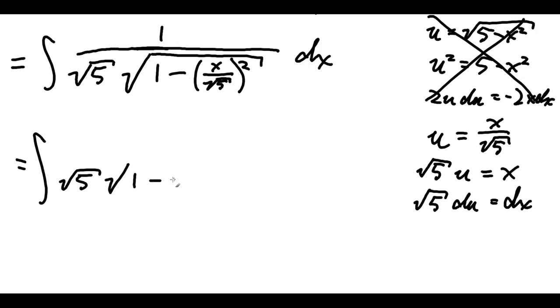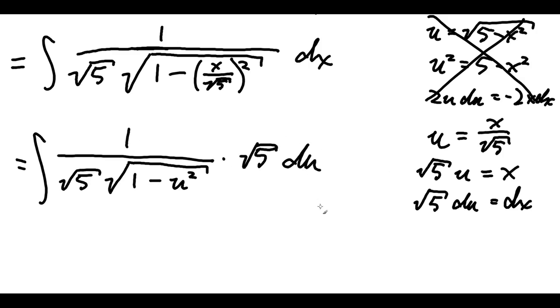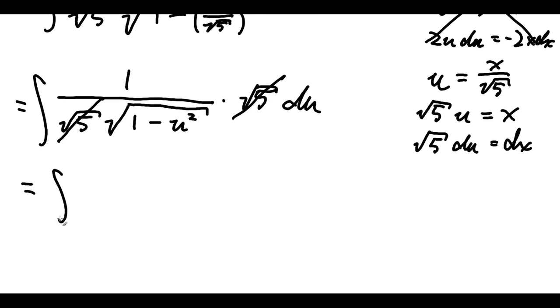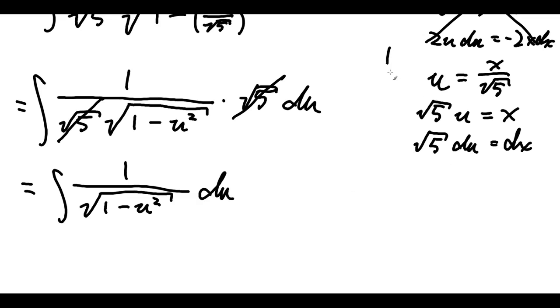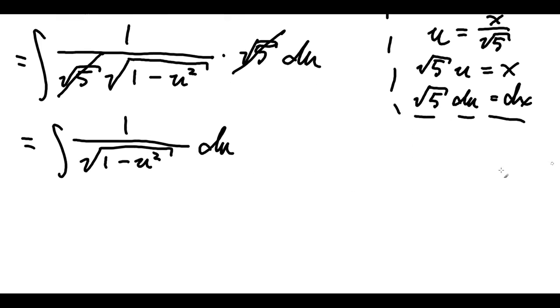So this becomes 1 minus u squared, and this is still all in the denominator under 1, times dx. Dx is equal to the square root of 5 du. Fortunately, we can actually simplify, right? Square root of 5 over square root of 5 is 1. So we have the integral of 1 over the square root of 1 minus u squared, du. Which again, hopefully you recognize as an inverse trig function. That is the derivative of arcsine.